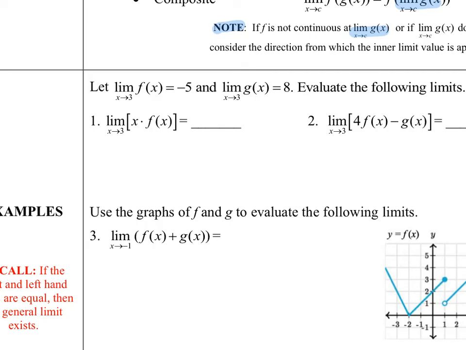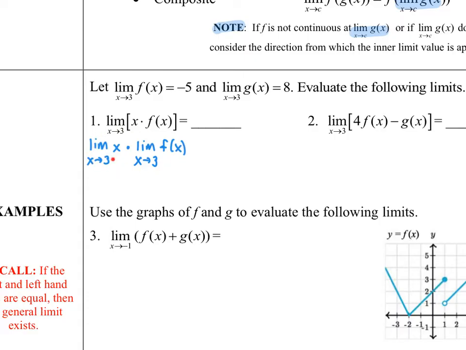And I am given two limit values. So the limit as x approaches 3 of f of x is -5, and the limit as x approaches 3 of g of x is 8. So I know these two limit values, and I'm asked in example 1 to find the limit as x approaches 3 of x times f of x. So I'm going to use the product property that says the limit of a product is the product of the limits. And that gives me this statement here.